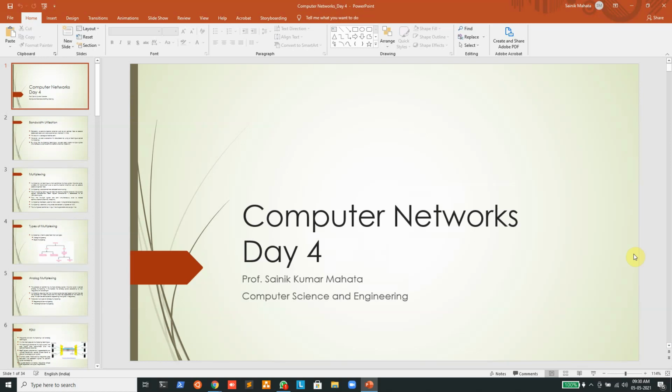Again, in the previous day, we had studied about the various aspects of data and signals. Today we will continue with that. We will continue how the data is actually transferred from one computer to another computer using the physical layer, the data link layer, and the network layer. So we will be focused on that in today's class.